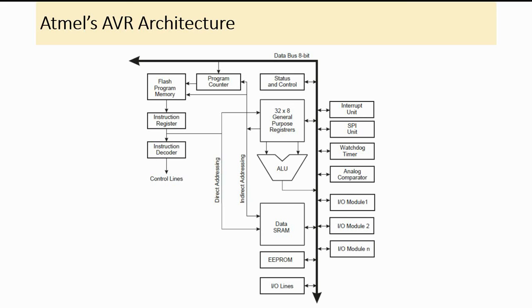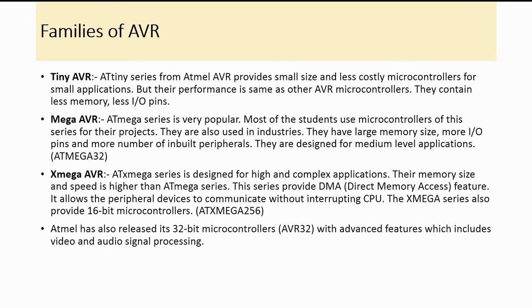It is the architecture of the Atmel AVR. The AVR has an orthogonal instruction set. Orthogonal means that all the instructions can use all the addressing modes. We can apply any operation on any register using any addressing mode. These are the families of AVR: Tiny AVR, Mega AVR and X Mega AVR.